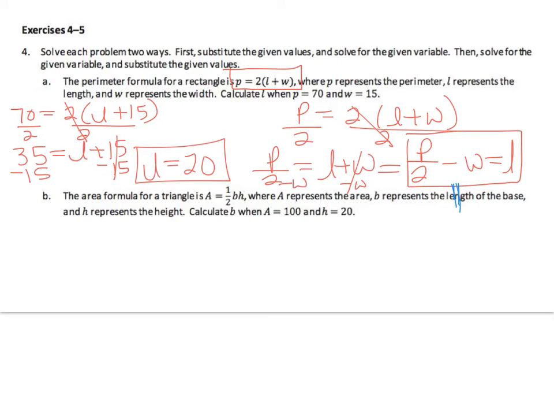For this one, I'm writing over here, I could actually plug in everything that's given. 70 over 2 minus width equals length. 35 minus width equals length. 20 equals length. I do get the same answer.